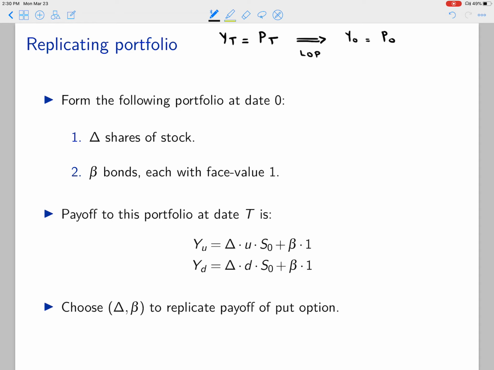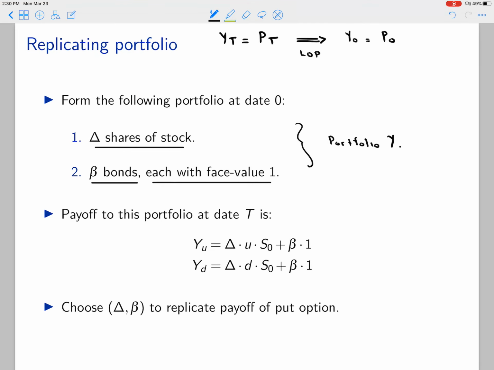Okay, so consider forming the following portfolio at date 0. You're going to own delta shares of the stock, and we're going to solve for delta in a second. And you're also going to own beta risk-free bonds, each with a face value of 1 and a price of e to the negative RT. We'll call this portfolio Y again, like we did with the call.